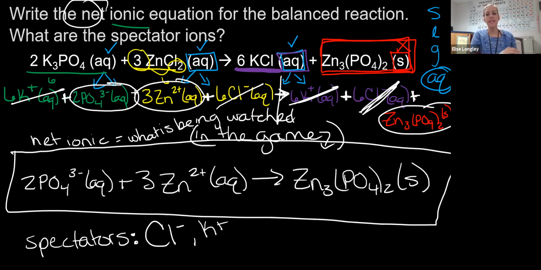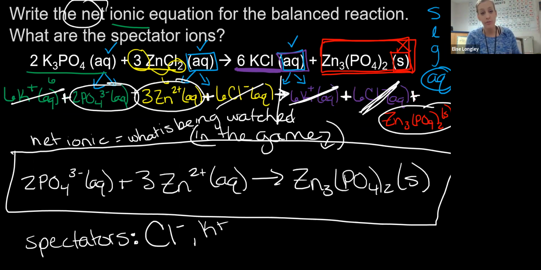Yes. Can I explain again how you can tell who's not going to be in the game? People who are not in the game are the exact same on both sides. They entered the reaction a certain way. So like K plus entered the reaction aqueous. K plus exited the reaction aqueous. It looks the exact same on both sides. It is not participating. That's why we cross it off.